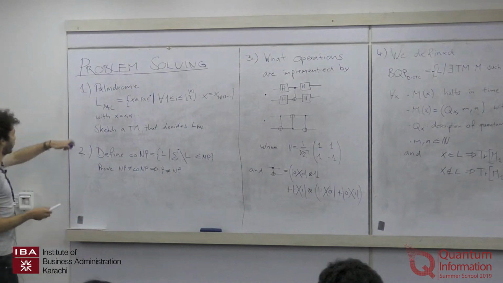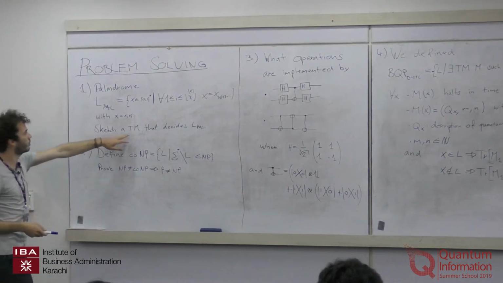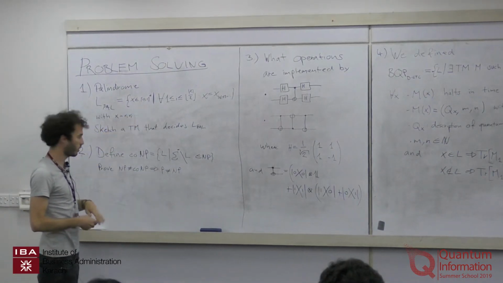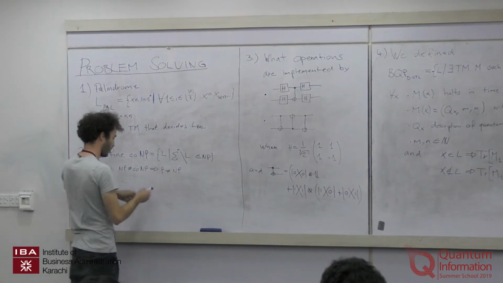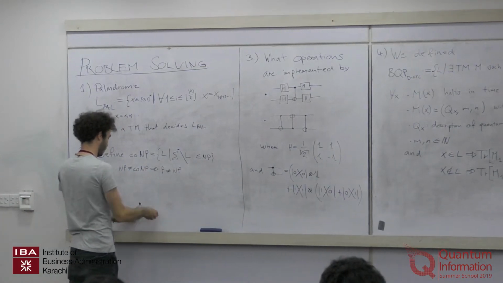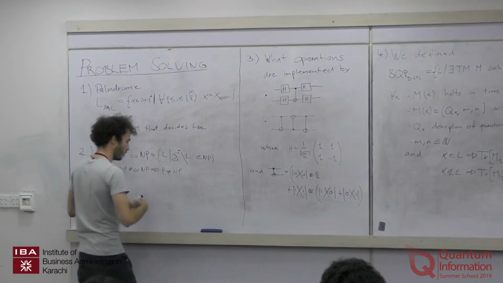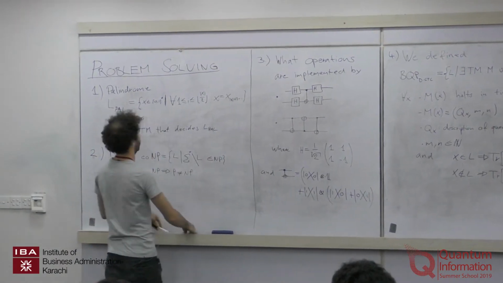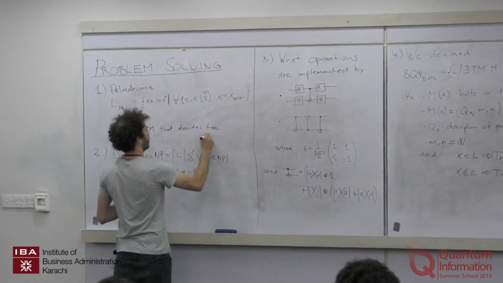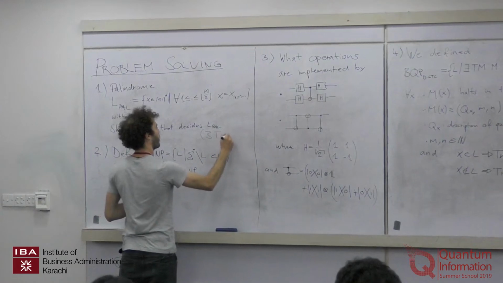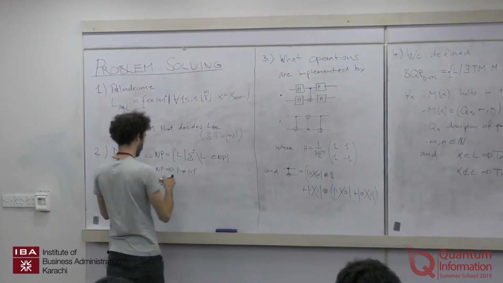And the question in this first problem is to sketch a Turing machine that decides this language. And here actually it's helpful to use 3 tapes. I just write in 3 tapes. This might help.